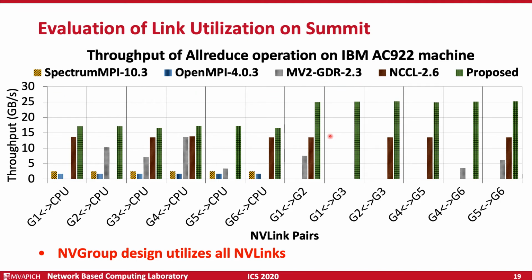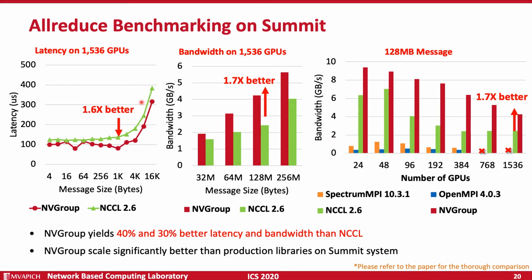Next, the question is, if we can do this, is it going to help the Allreduce? Indeed, it is. We tried this on the Summit system with the Allreduce benchmark using more than 1,500 GPUs. For small messages, we have seen around 1.6x lower latency. For large messages, we can see up to 1.7x higher bandwidth compared to NCCL. We also scale much better compared to all the other production libraries. There we have seen some issues with Spectrum MPI and OpenMPI, which we're still trying to resolve.